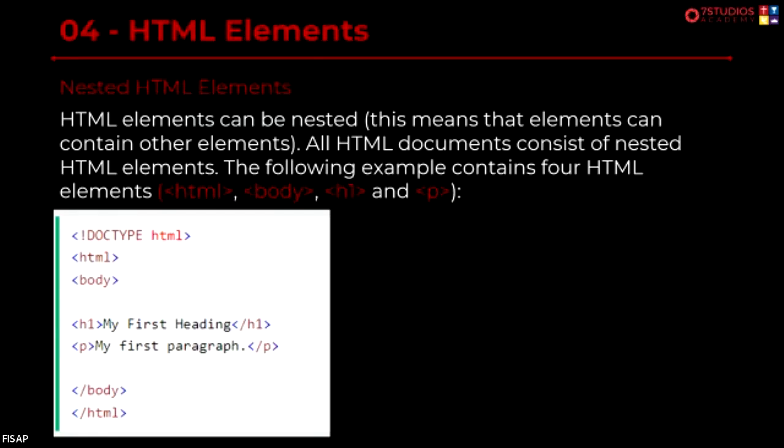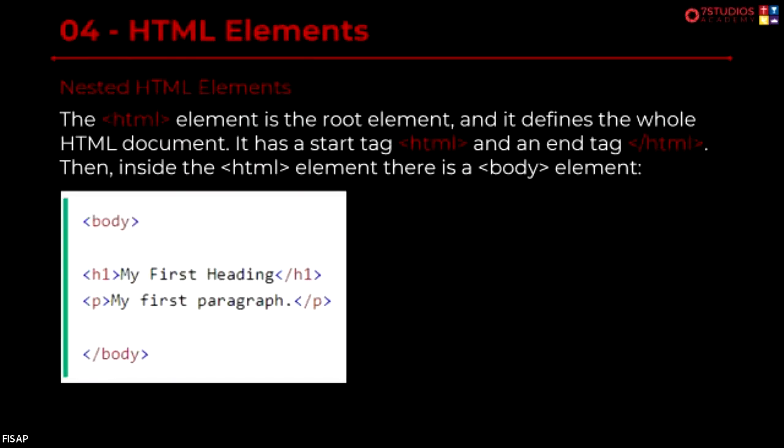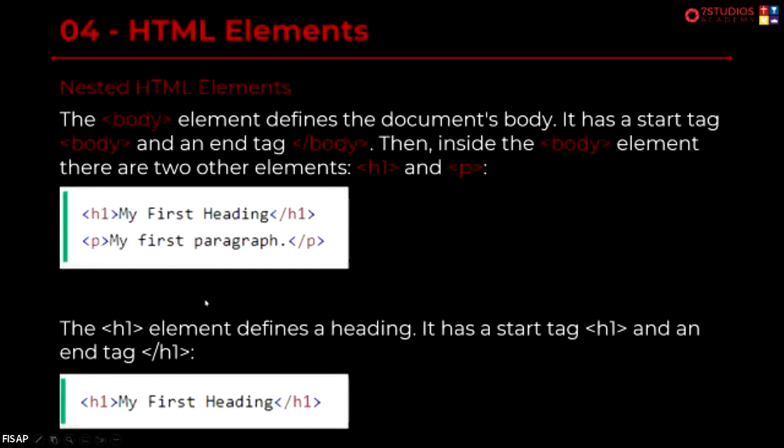So let's proceed. Your HTML element here is the root element, then others are inside of it. It defines the whole HTML document. It has a start tag of this HTML and an end tag of what you can see here. Okay, this is the start tag and this is the end tag. Then inside the HTML element is the body element, just as I've explained to us. This body element then contains other elements like the H1 and all that.